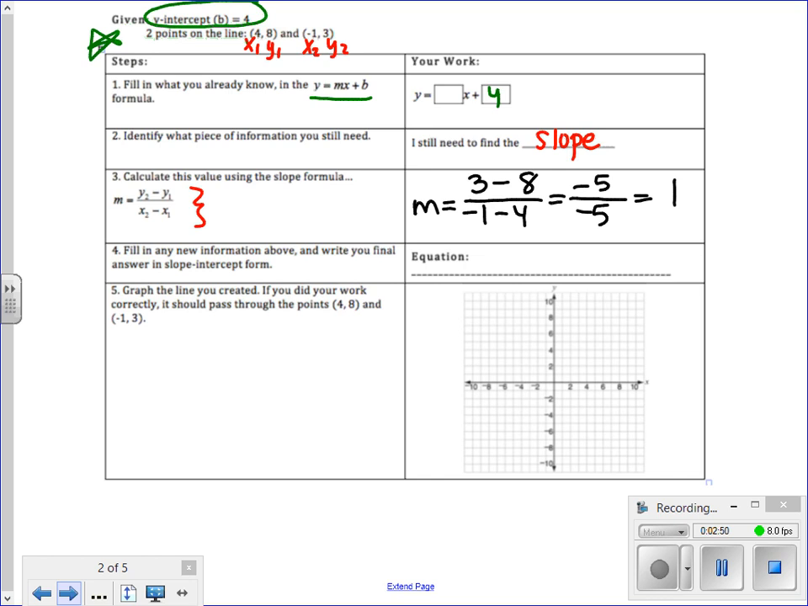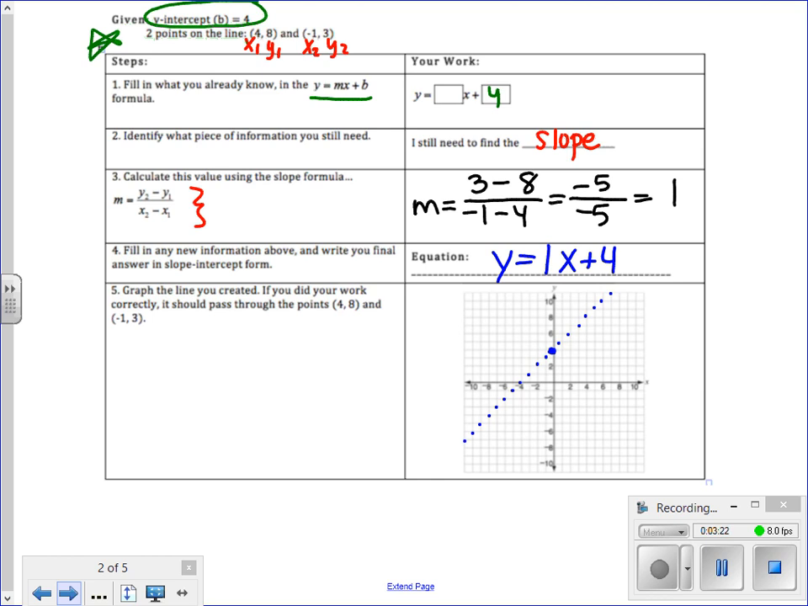So I can go ahead and write the equation right here: y equals 1x plus 4. Now, I also am really good now at graphing lines. So I go ahead and start at the y-intercept of 4 and use my slope, up 1 over 1. I'm going to go up 1 over 1 all the way until I don't have any points that can fit on the graph anymore.